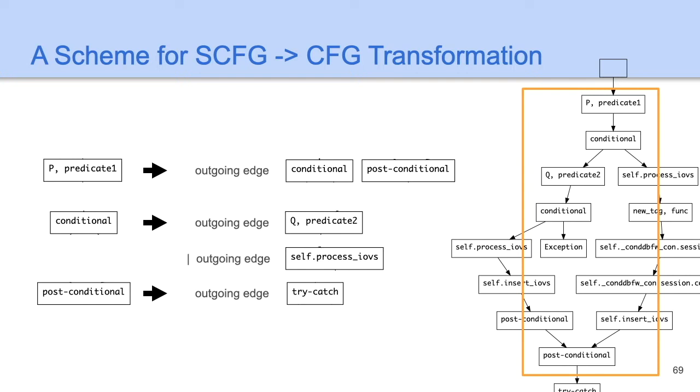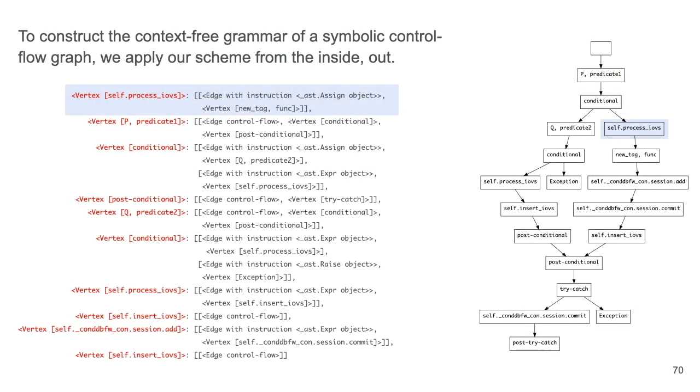First of all, we get the normal outgoing edge, and then the subsequent vertex, in this case conditional, but then we also include the post-conditional vertex. We do this because the resulting structure of parse trees with respect to this context-free grammar allows us to do certain operations that ultimately detect divergence in paths. By applying our full scheme from the inside of a symbolic control flow graph towards the outside, we get a context-free grammar like the one shown here.